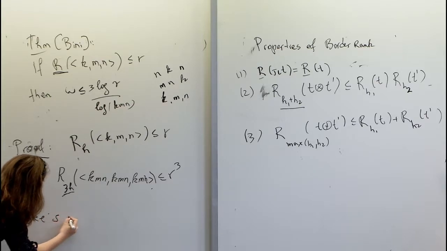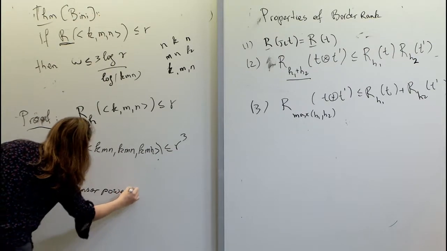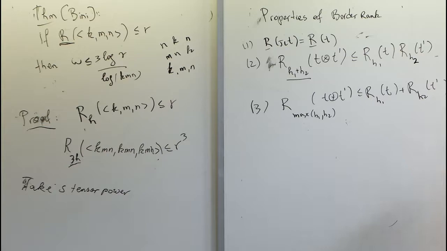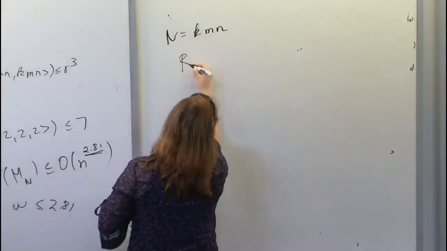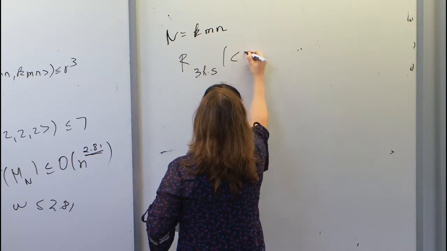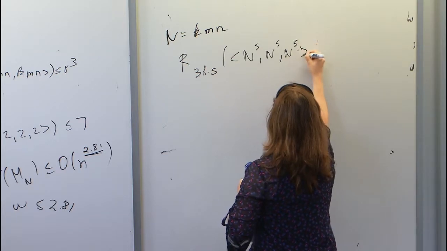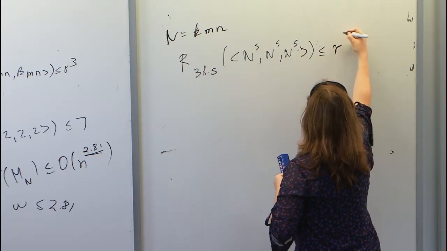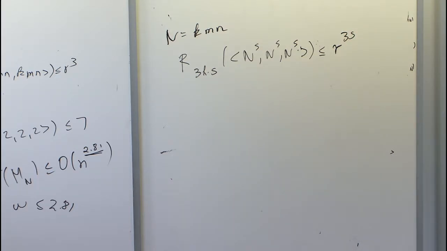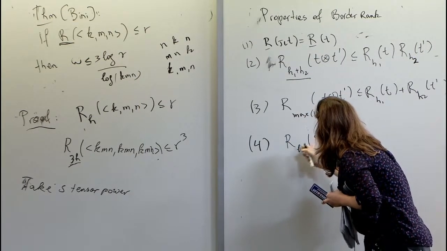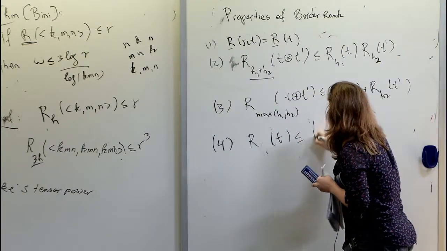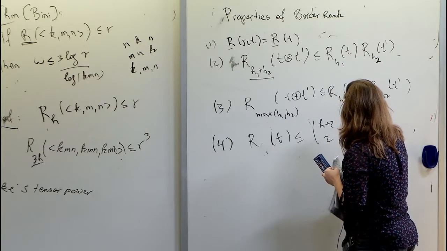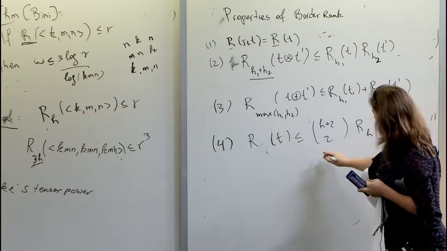Then, take the s-th tensor power. So what does that do? I'm going to write n over here, so it's easier. And then I'm going to use a fourth property, which is actually nice: the actual rank of a tensor is always at most h plus 2 choose 2 times the border rank. This is actually also not too hard to see.